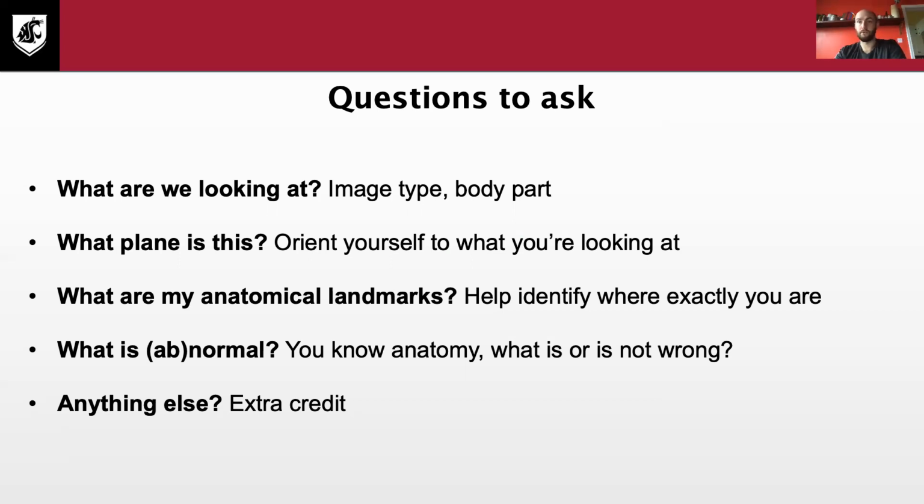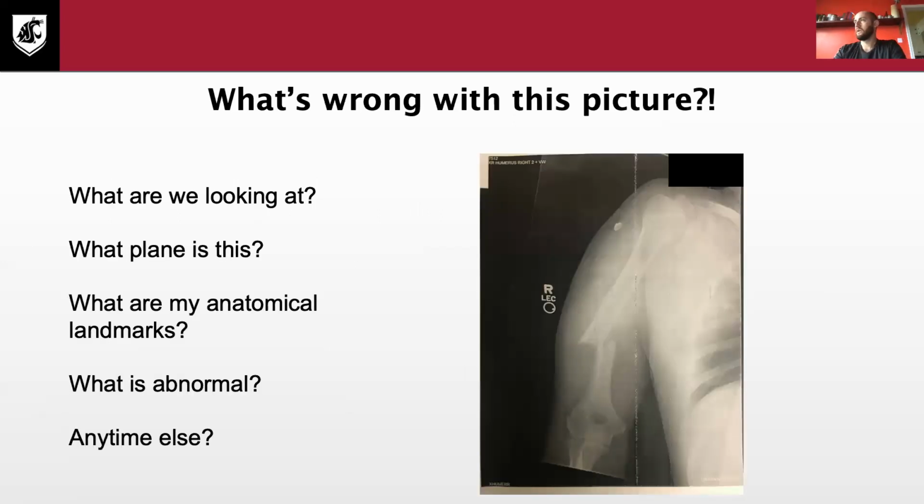Is this a carpal, a metacarpal, a distal phalange? That tells you a little bit of where you're at in the hand, so it lets you know what you should expect to be able to identify. What is normal or abnormal? That's the big question here: what's abnormal? And then anything else, throwing some extra credit in there. It's good to practice your anatomy. It's good to know your landmarks. You really can't have too much practice with this. So first up, what are we looking at? What's wrong with this picture?